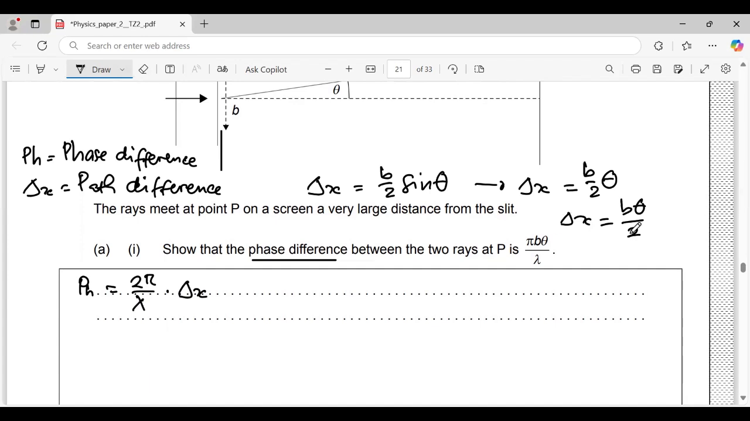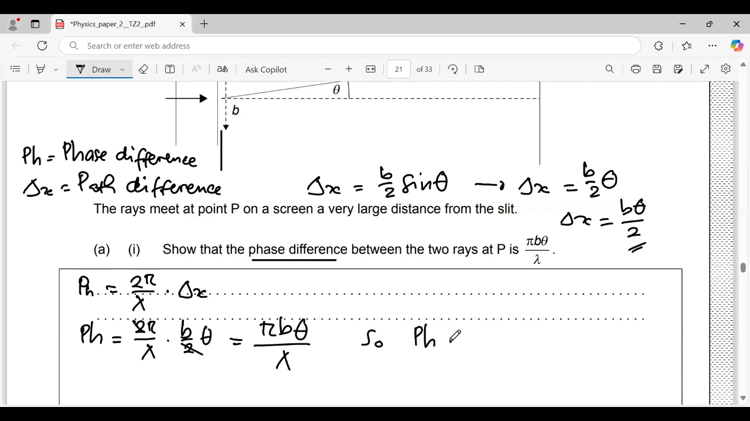So if we substitute delta x equals b times theta over 2, the phase difference will be 2 pi over lambda times b half times theta. The 2 and the half become 1, so it's going to be pi b theta over lambda. So the phase difference is pi b theta over lambda.